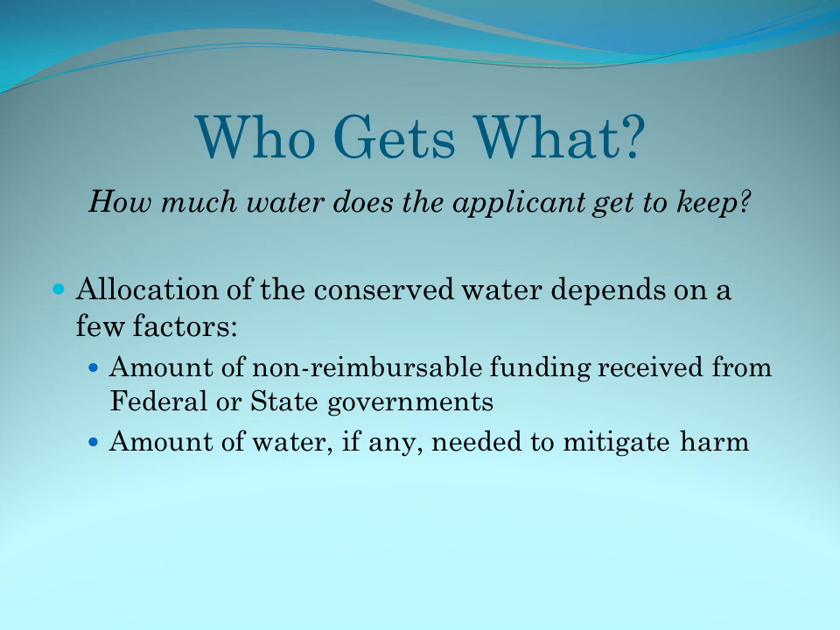So now we will talk about the variables in the calculation and how the proportion of conserved water allocated to the applicant and the state can vary. How much water the applicant gets to keep is based on a couple of factors: the amount of non-reimbursable funding received from federal or state governments, and the amount of water, if any, needed to mitigate for harm to other water rights.